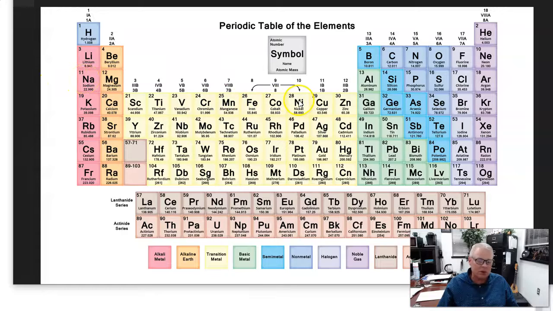This one or this one, you could probably make a case either way, but that's kind of what it would be. And then cesium's the largest one, because look, it's very far down and it's also very far over here to the left.